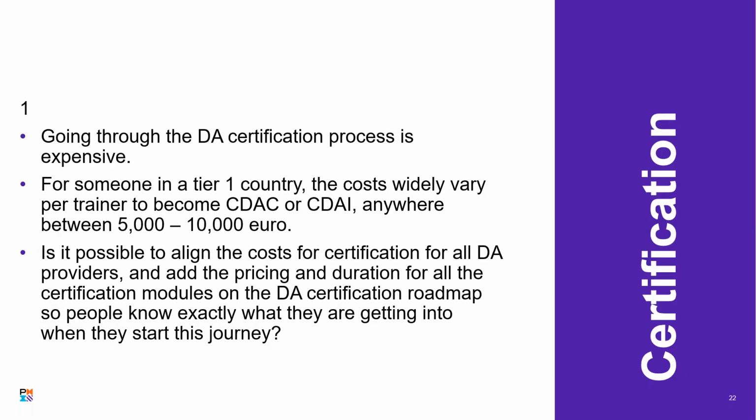So we are at the final set of questions, and this is pretty long. Going through the DA certification process is expensive. For someone in a tier 1 country, the costs vary widely per trainer to become CDAC or CDAI, anywhere between 5,000 and 10,000 euro. Is it possible to align the cost of certification for all DA providers, and the pricing and duration for all the certification modules on the DA certification roadmap, so people know exactly what they're getting into when they start this journey?